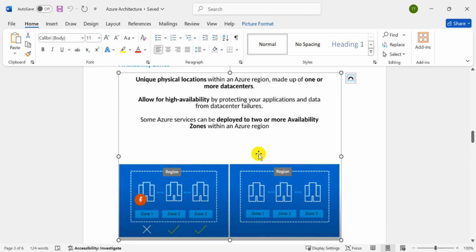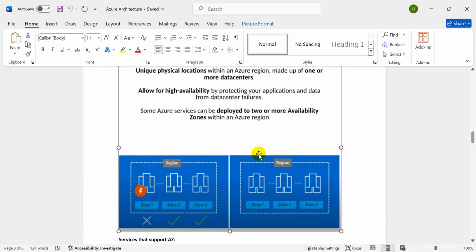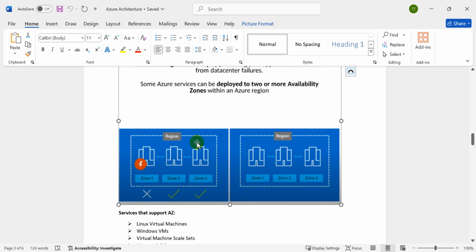Some Azure services can be deployed to two or more availability zones within an Azure region. In one region, let's say this is your region here, you can have multiple zones. Zones are nothing but availability zones, and you can see that it's more than one zone. Here I have given an example.